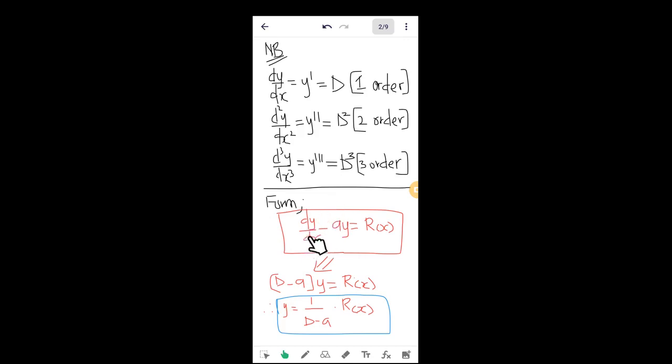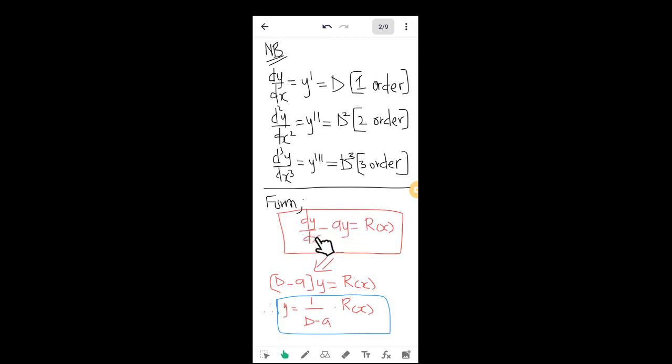Generally, dy dx minus ay equals r of x. That's the form for a first order differential equation with constant coefficient. Remember, it is linear. So in the D operator method, we always make a substitution for the D. That's why I first wrote this. Looking at dy dx, it is the same thing as my D. That's the first order, so I can make a substitution here.